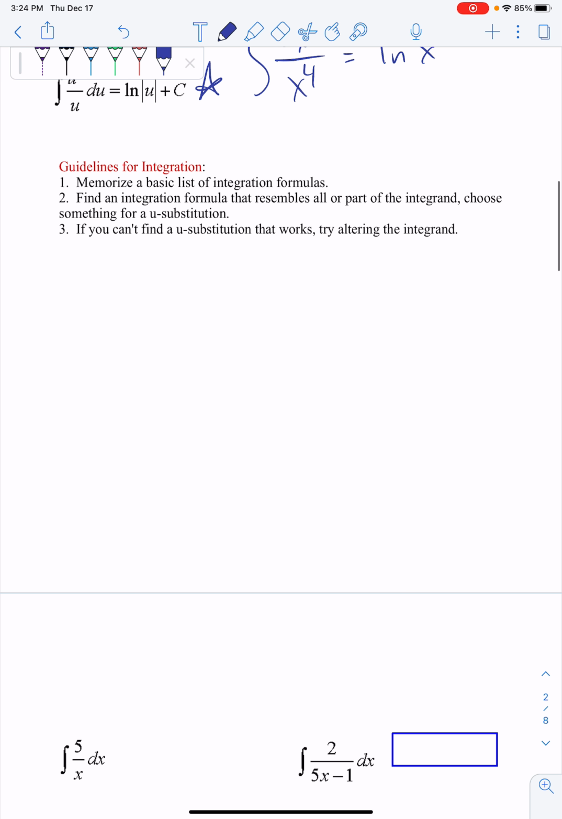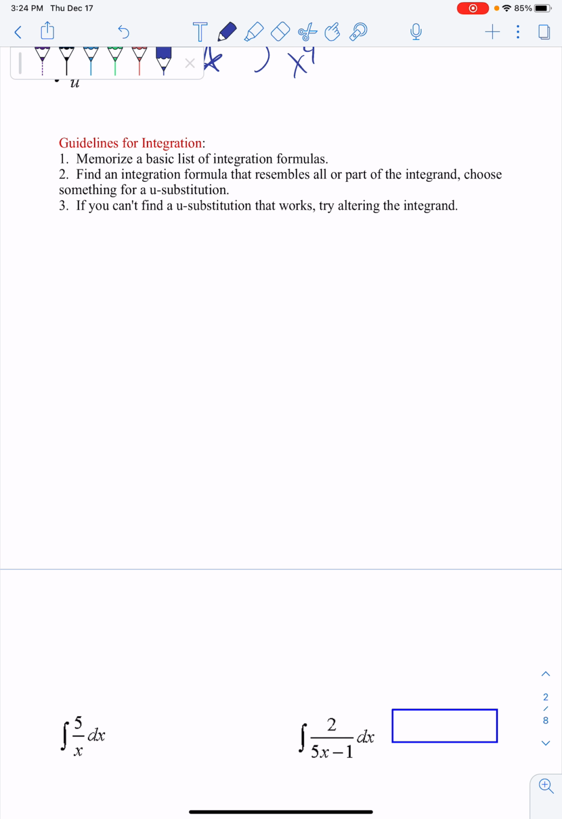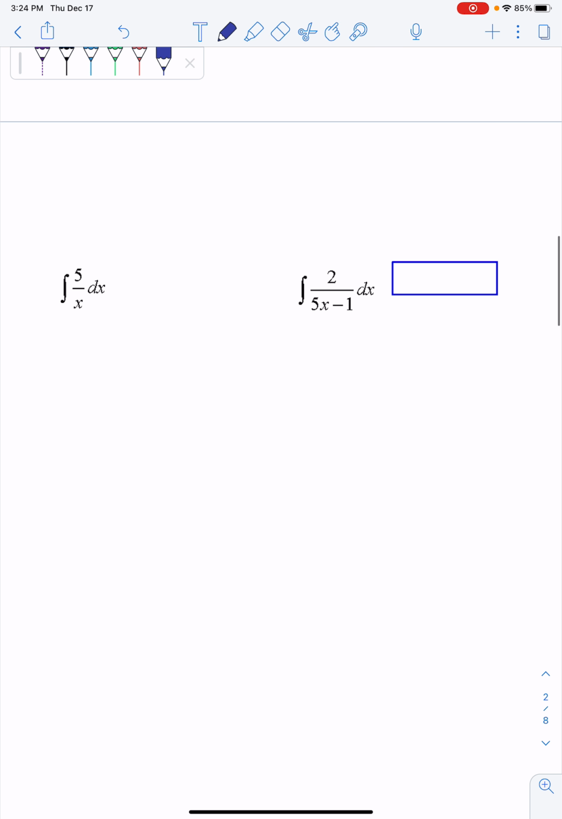So a couple of guidelines with these integrals. First of all, memorize the basic integration formulas. Second, find the formula that resembles part of what you're looking at. It's not always going to resemble it exactly, but that'll help you choose something that you can use for your u substitution. And if you can't find a u substitution, then try altering the integrand. So some examples we're going to go through.